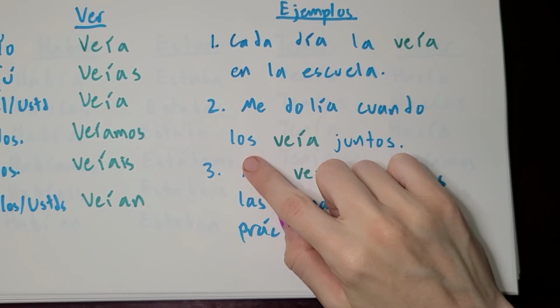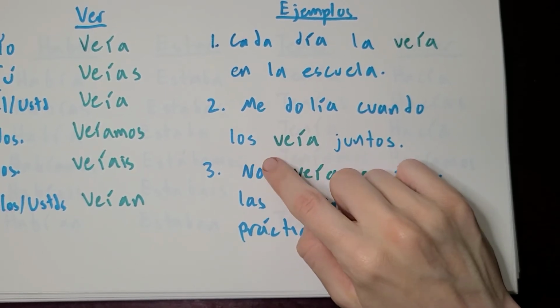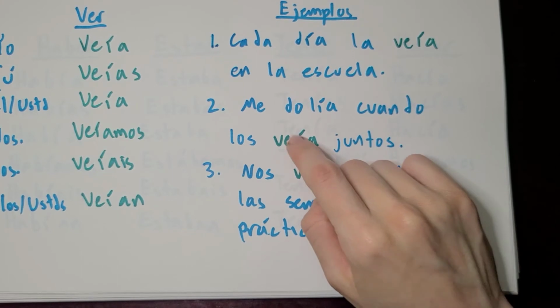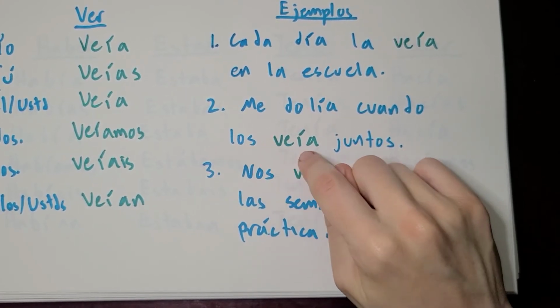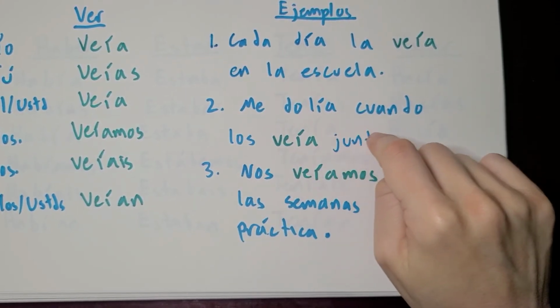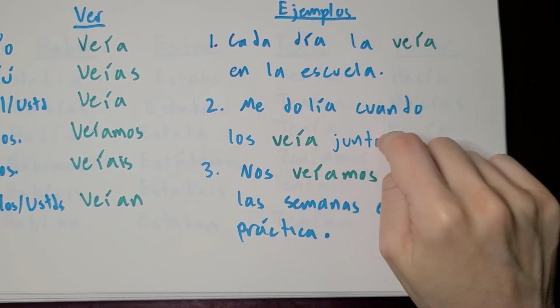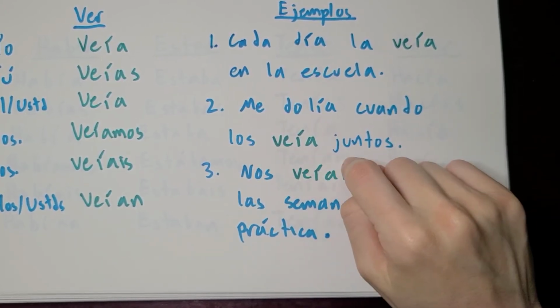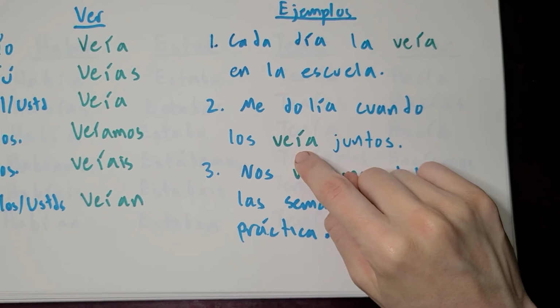Remember, los is a pronoun that's telling you who the verb is happening to. Veía, I used to see something. Los, them. So I would see them. Me dolía cuando, it hurt me, cuando los veía juntos, when I would see them together.